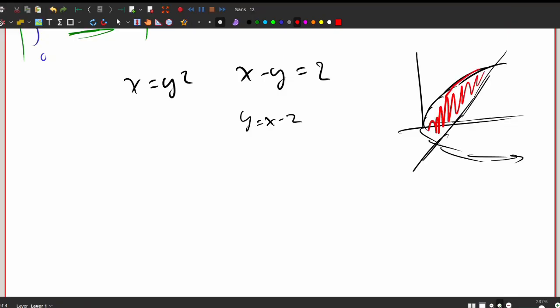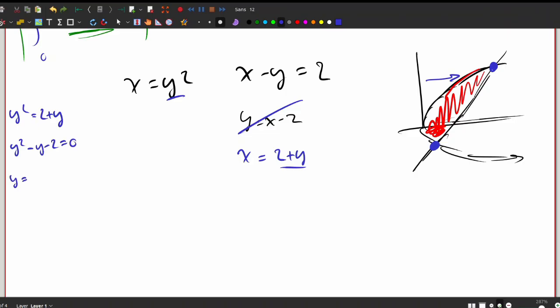Because these functions are like this, and it crosses the x-axis, we are going to actually integrate with respect to y. So we can integrate this way. This means we need to find the y values at which these functions intersect. So I'm actually going to write x in terms of y. So x is equal to 2 plus y. And now we're going to find the intersection points. So y squared is equal to 2 plus y. And if you were to solve this, y squared minus y minus 2 equals 0.